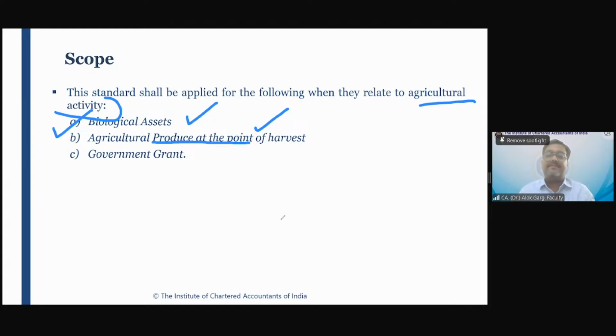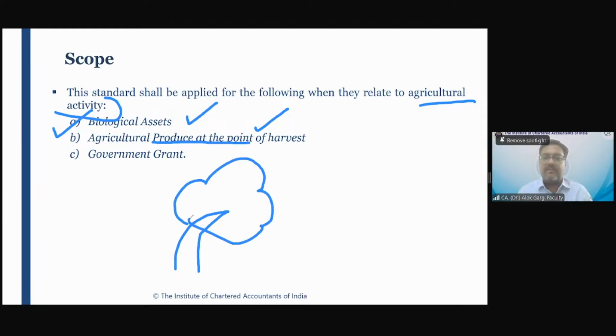So basically, this is a tree, for example. This tree has a lot of fruits, okay? Like this is an apple tree. So when these apples are lying on the tree, it is not agriculture produce, right? So this will become an agriculture produce when it is harvested. So at the point of harvest, when you are plucking, when you are detaching the apple from the apple tree, it is known as the point of harvest. When you pluck the apple from the apple tree, it is known as the point of harvest, right?